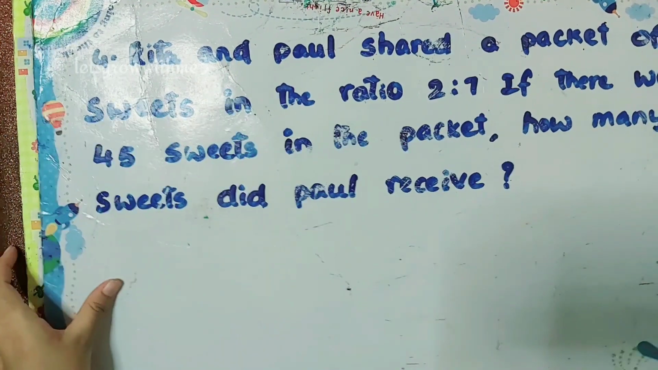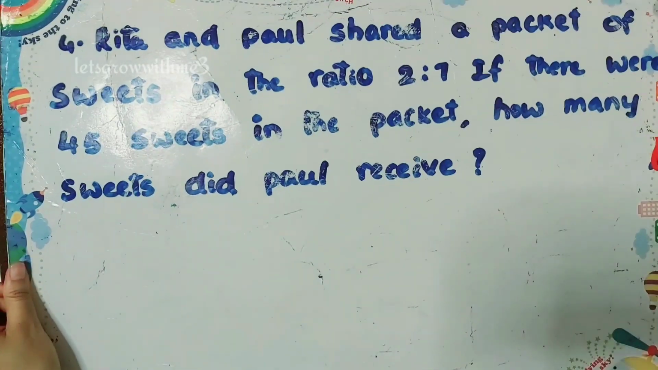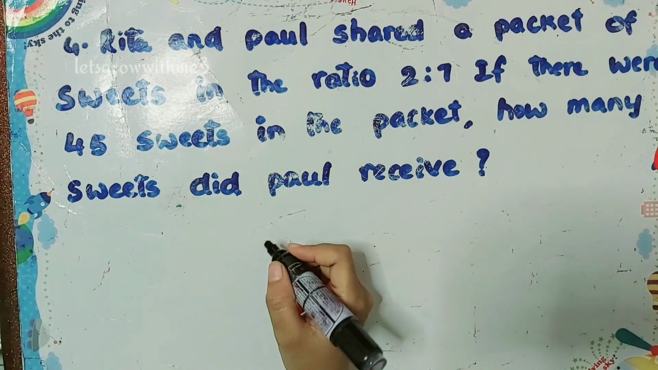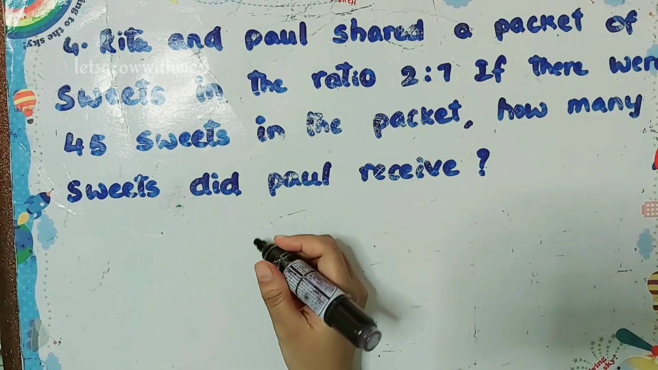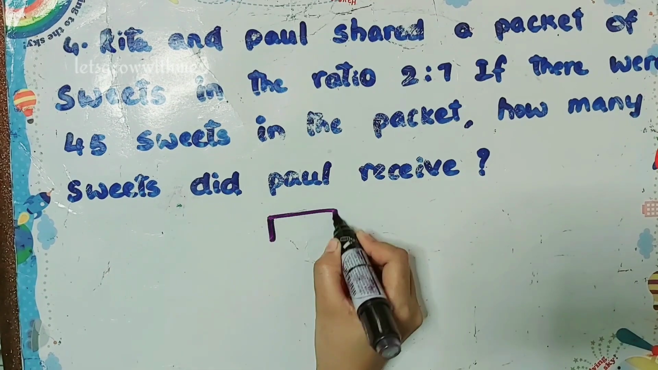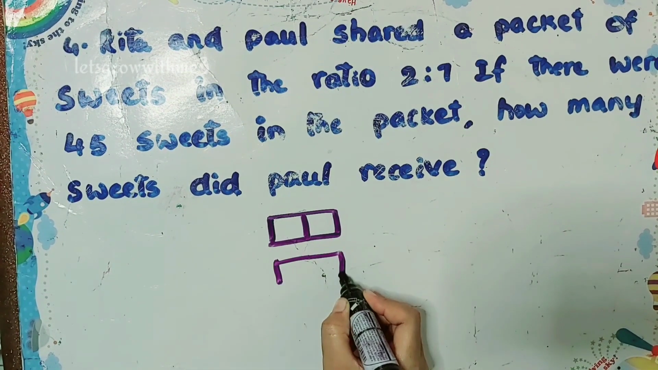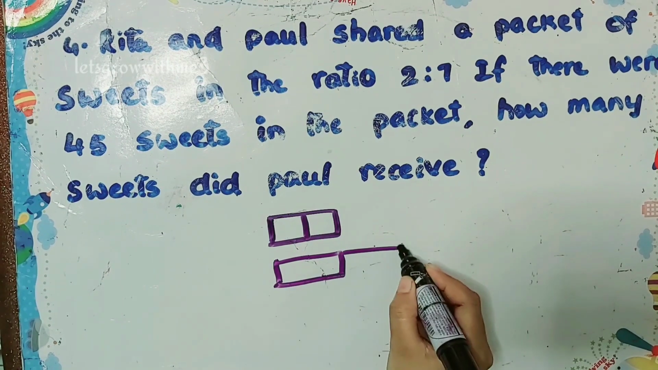So yes, Rita and Paul shared a packet of sweets in the ratio 2:7. If there were 45 sweets in the packet, how many sweets did Paul receive? So Rita and Paul shared a packet of sweets in the ratio 2:7. Okay, so here Rita is 2 units and Paul's one is 7 units.